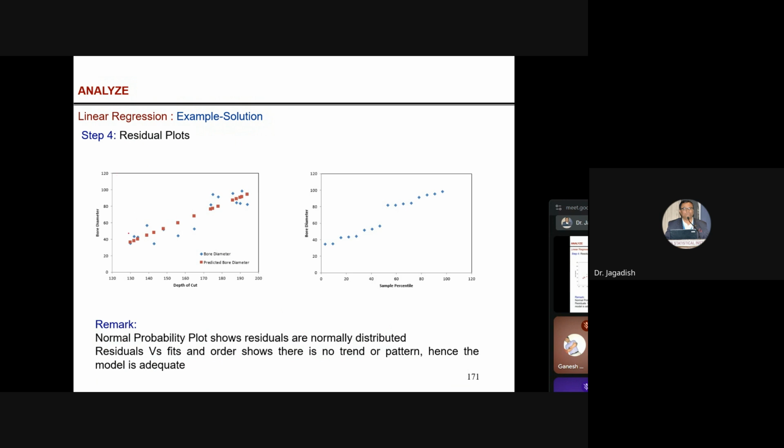Residual plots can be plotted in Excel, and in Minitab also. The normal probability plot shows the residuals are normally distributed, because all the center points are on the line, and only the tail points deviate.